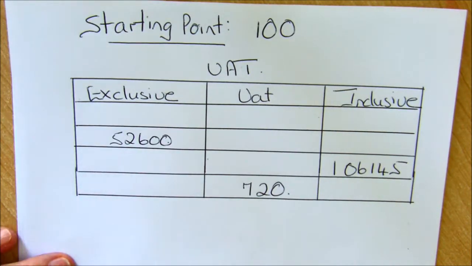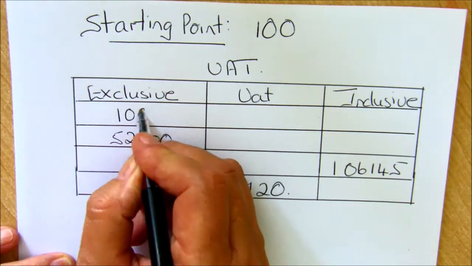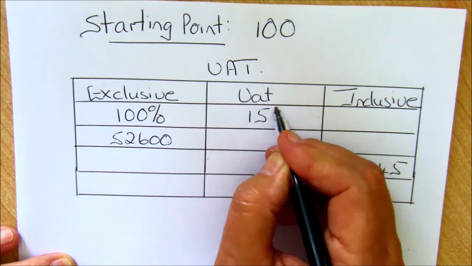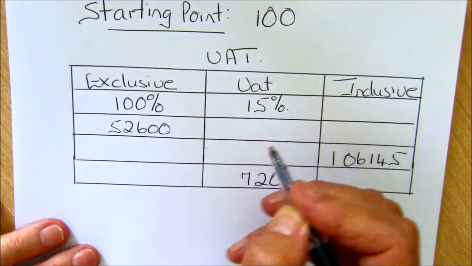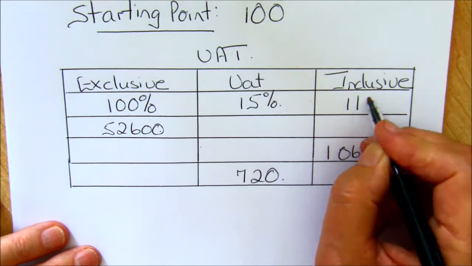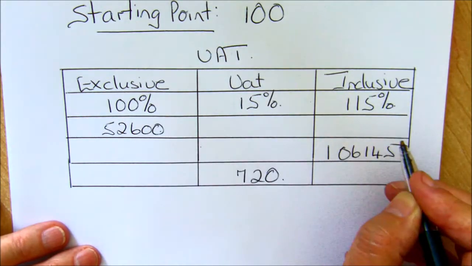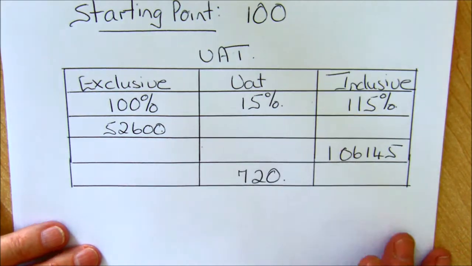And now to demonstrate, first of all, I'm going to look at VAT. Now our starting point is 100. So the exclusive amount, the amount without VAT in it, is 100%. The new VAT rate in South Africa is now 15%. And so the inclusive, the two added together, is 115%. Now learners need to understand that first of all. Then, using that, they can then calculate the missing figures.